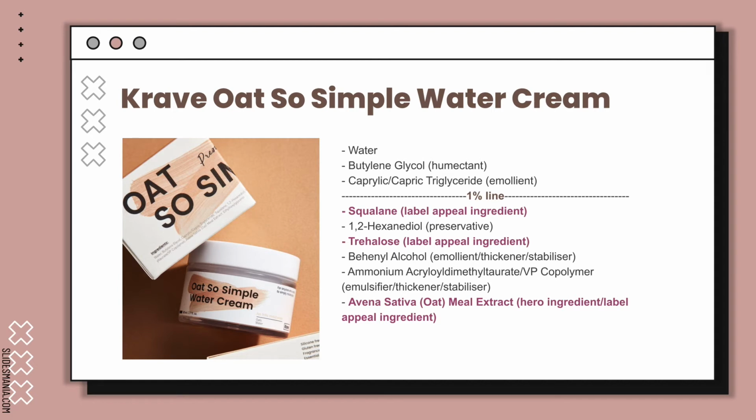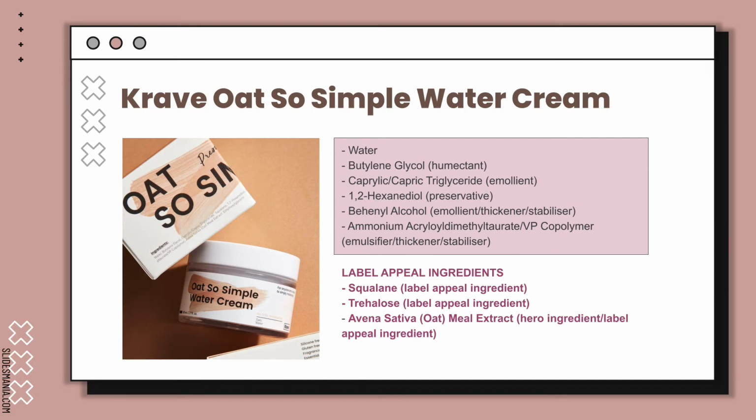You can also replace the label appeal ingredients in the benchmark. Here you should consider ingredient availability of the manufacturer, as only a tiny amount is required for the entire formula. Consider choosing a manufacturer that already stocks most or all of the ingredients in your formula. If you must purchase a new hero ingredient, factor in costs and MOQ before making any final decisions.